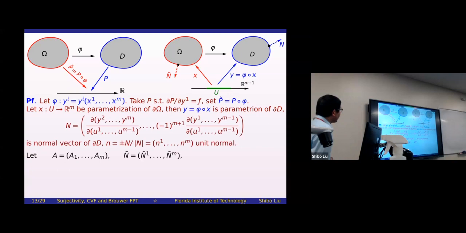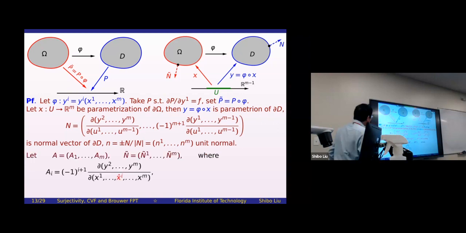Then we introduce another two vector fields. One is capital A, whose components are a1, ..., an, and N∘phi. Capital A is given by a Jacobian determinant, up to a sign. This is the Jacobian determinant of y2, ..., yn with respect to x1, ..., xn, where xi is omitted. That is ai, the component of this capital A.